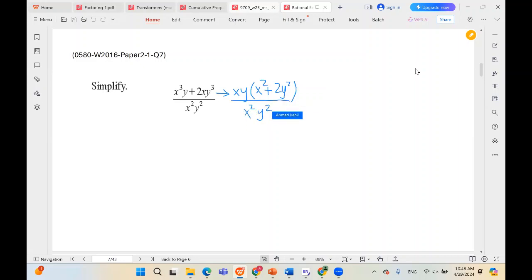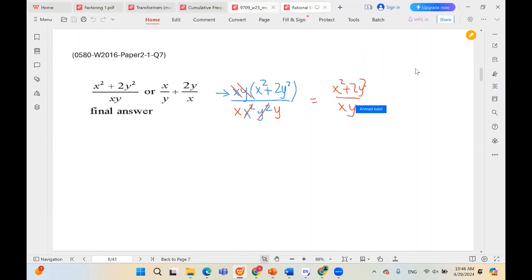So now x and x squared cancel out, and you have just x here. And similarly, y and y squared will cancel out, and you will get y here. So now we have x squared plus 2y squared over xy as a final answer. And this is correct as a final answer here.